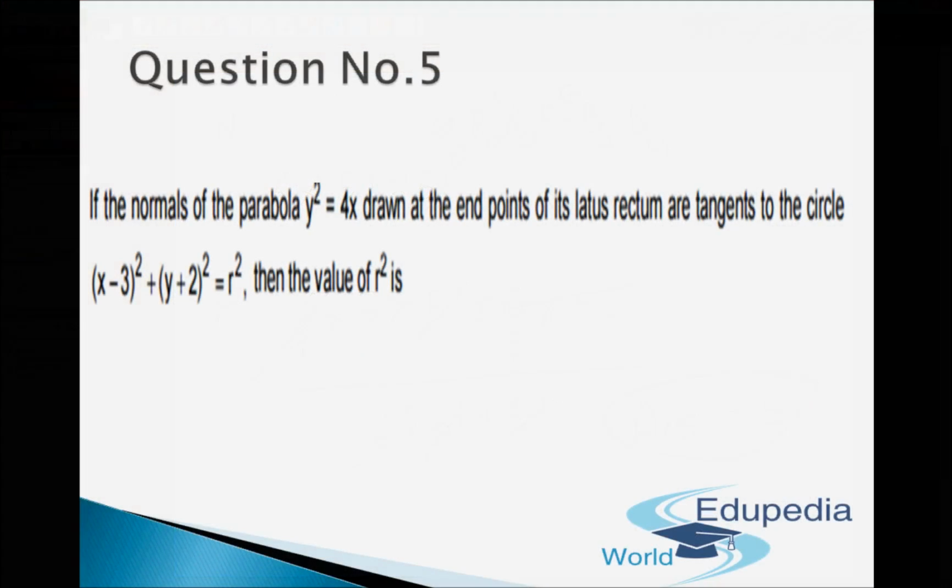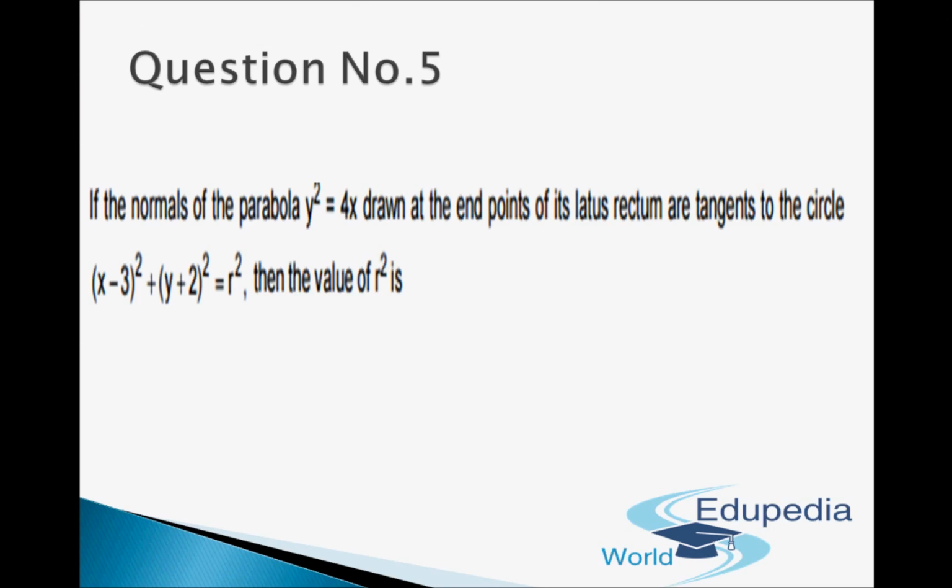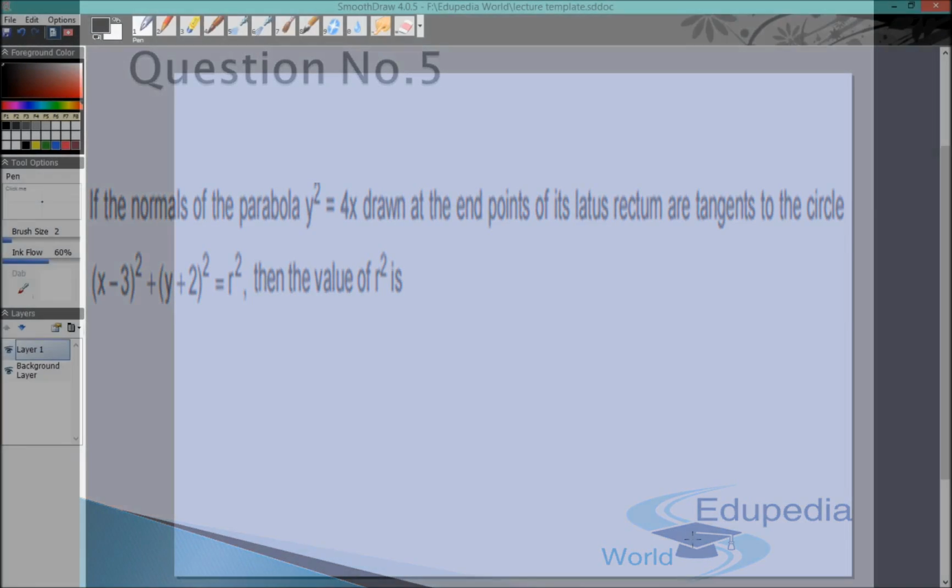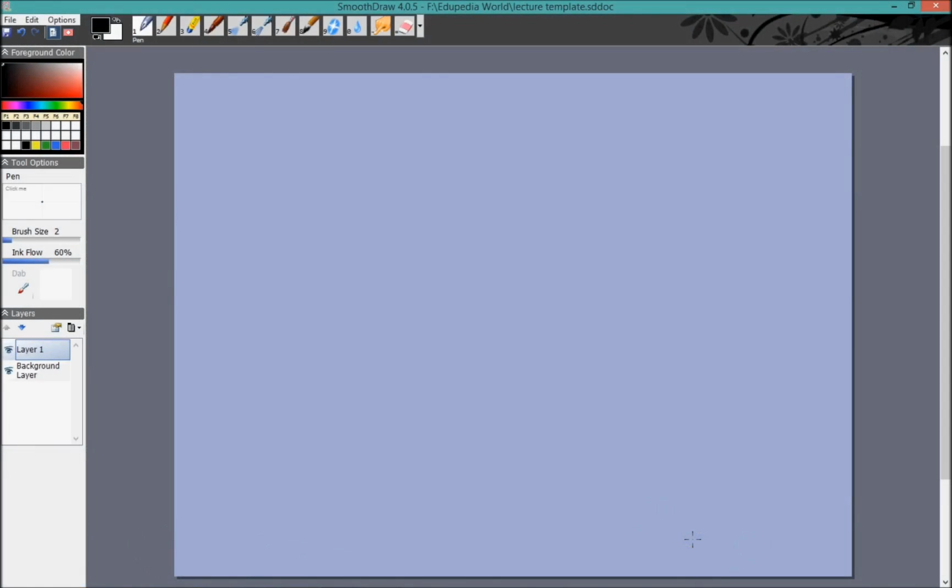The next question is, if the normals of the parabola y squared is equal to 4x drawn at the endpoints of its latus rectum are tangents to the circle (x minus 3) whole squared plus (y plus 2) whole squared equal to r squared, then what is the value of r squared? Right. So this is the standard parabola which you've all seen.